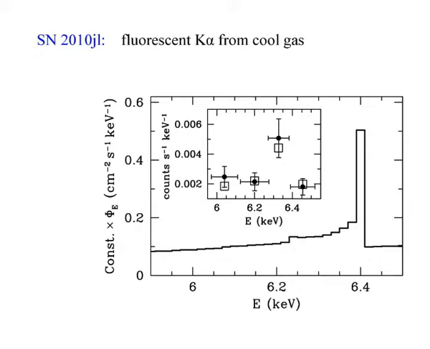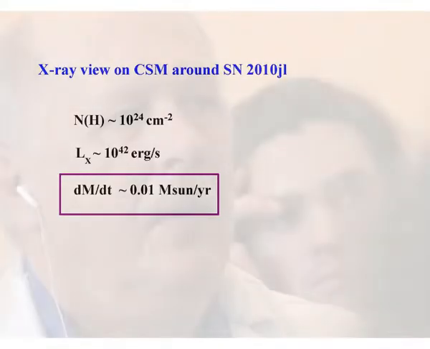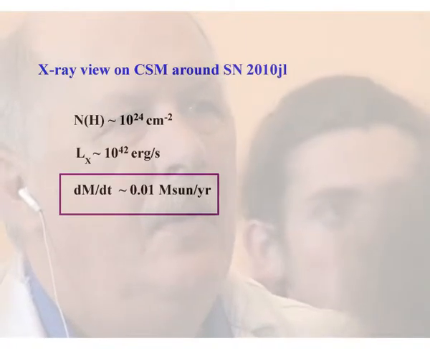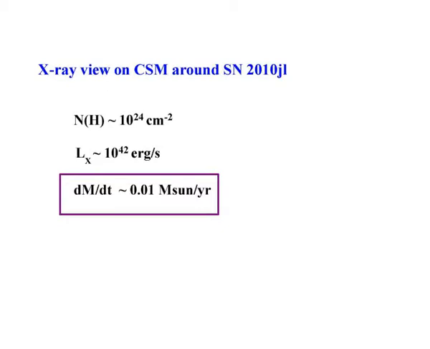So by and large, the X-ray suggests that in this supernova we have circumstellar material with large column density. The X-ray luminosity is very huge, 10^42 in the 0.2 to 10 keV band, and for M dot, we know the wind velocity in this case from optical spectra.